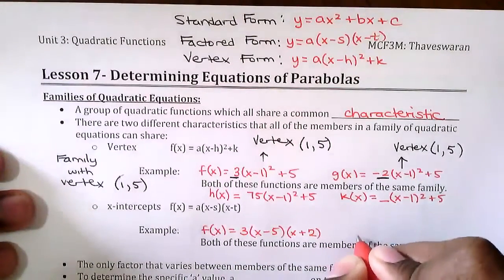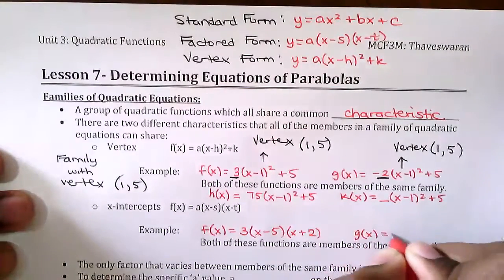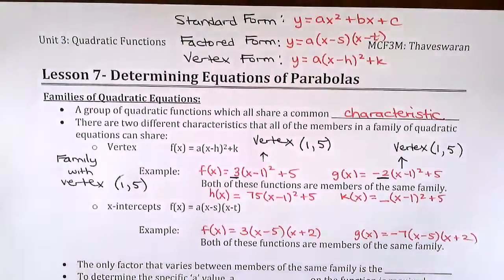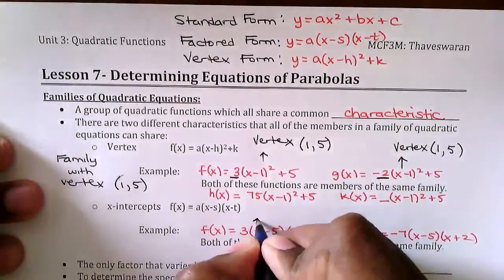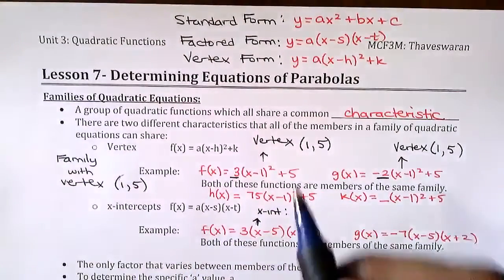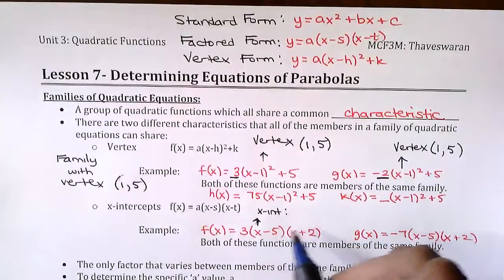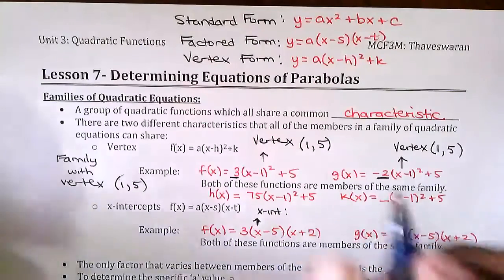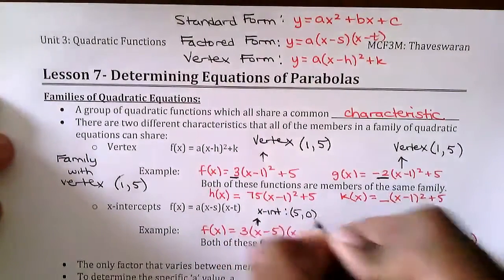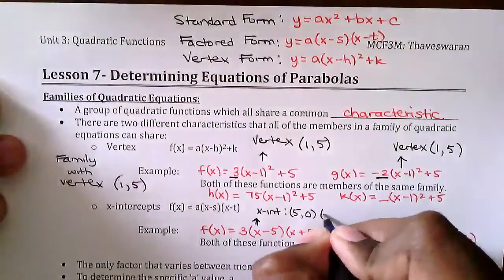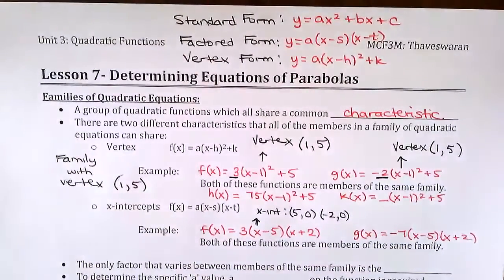Another member of the same family could be g of x is equal to negative 7(x minus 5)(x plus 2). So if we take a look at the new equations that I've written, let's think about the x-intercepts here. Remember, this is in factored form, and we take the opposite of the number in the factors. So this is x minus 5. The opposite of minus 5 is 5. So one of the x-intercepts occurs at (5, 0). And the other one, here it's plus 2, so we take the opposite, occurs at (negative 2, 0).